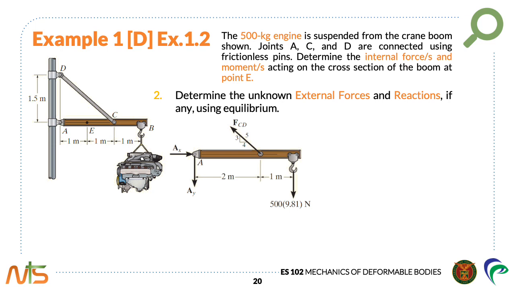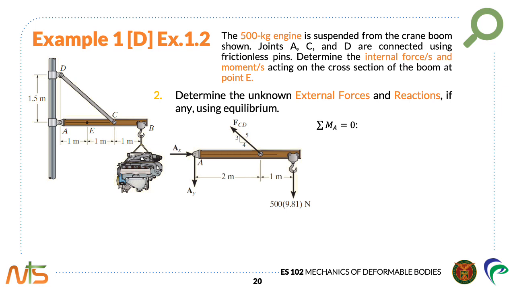We now determine the external forces and reactions by considering member ACB using equilibrium equations. We will follow the sign convention in ES 101 for the summation of external forces and moments. So for the x-axis, positive if going to the right. For the y-axis, positive if going upwards. And for the moments, positive if counterclockwise.